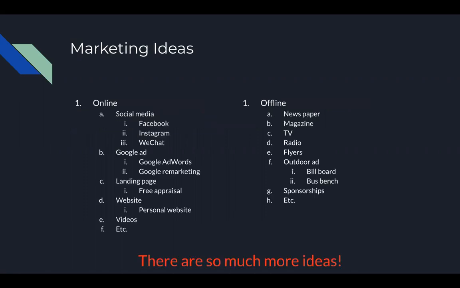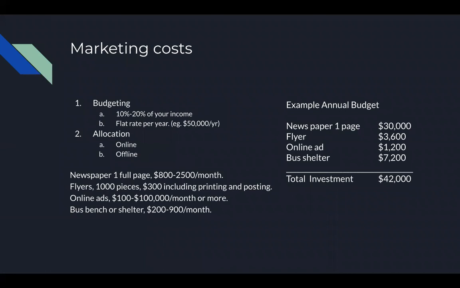Marketing can be online and offline. Online, people now use social media, Google ads, landing pages, websites, video, etc. Offline, there's newspaper, magazine, radio, TV, flyers, door knocks, and sponsorships. You have to be creative. There are so many different types of marketing and prospecting.